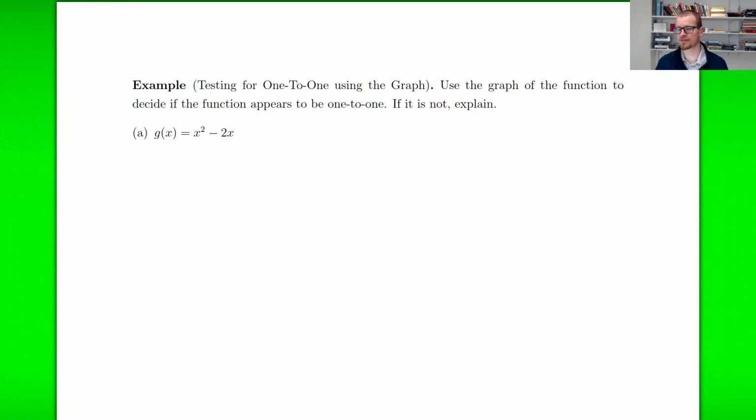Welcome. We want to take a look at an example of determining if a function is one-to-one, and we're going to use the graph to do that. So this is just kind of an introductory, do we get the idea of what it means to be one-to-one?